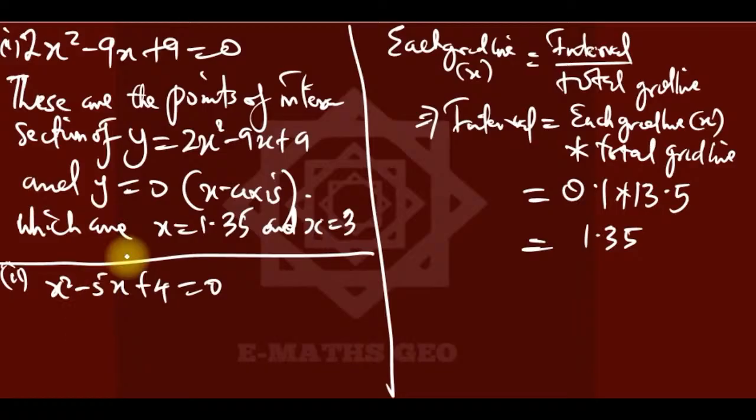So what do I notice? The first one has 2, but that's the coefficient of x squared is 2. But what we have here, x squared. So we multiply both sides by 2. So let's start. 2 times x squared is 2x squared. 2 times that is minus 10x. 2 times 4 is 8 equal to 0. And the first one has minus 9x, so I have 2x squared.